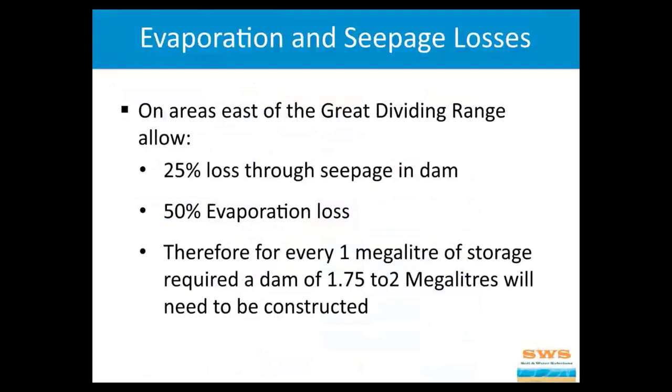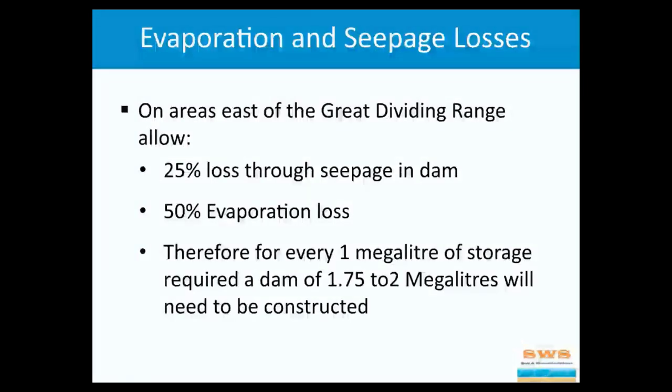Now, as we spoke about evaporation and seepage losses, we allow for about 25% loss through seepage in a dam. I'm not talking about leaks, but there's just a general take up mostly in dams, just water being drawn in through the soil. Most dams do leak, they're very minor, and they're nothing to worry about, but that's just the nature of soils we deal with. There are small losses through there, and we generally allow 50% evaporation loss.